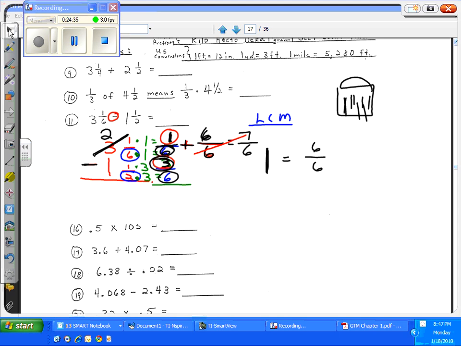So 7 of those minus 3 of those leaves 4 of those little sixths, which will reduce to 2/3. And then 2 wholes minus 1 whole leaves 1 whole. So the answer is 1 and 2/3. Any questions on number 11?